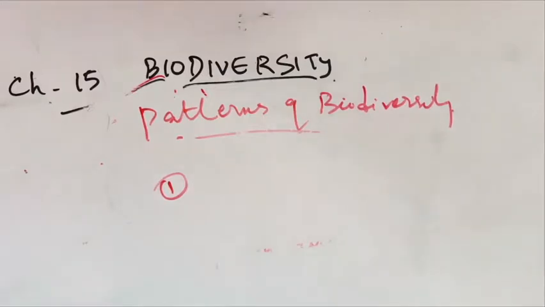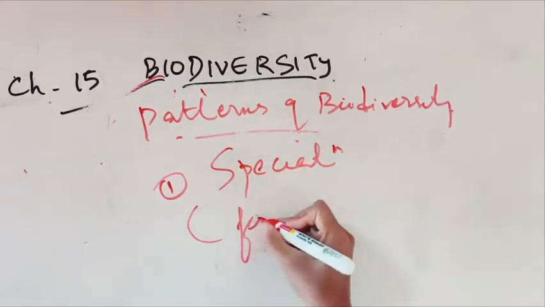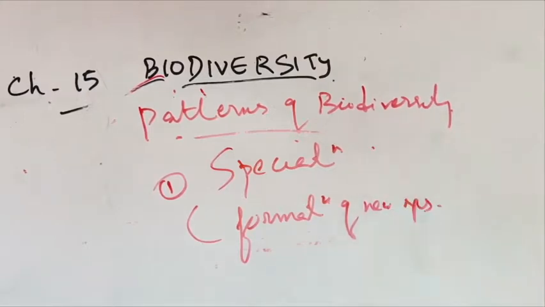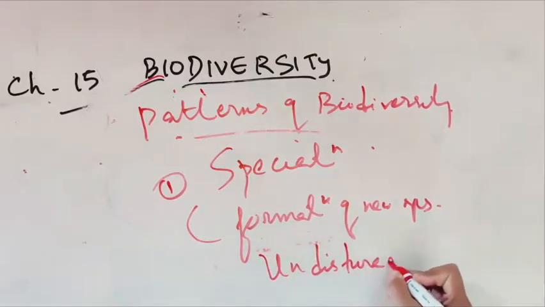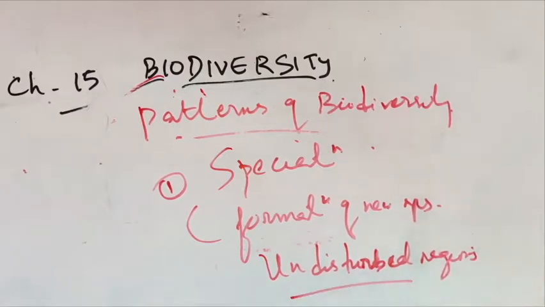So speciation comes first. What is speciation? Formation of new species. It is more in the tropics than in the higher latitudes because in the tropics, millions and millions of years, there are so many places which are still undisturbed, and that is why tropical areas are more rich than the temperate.